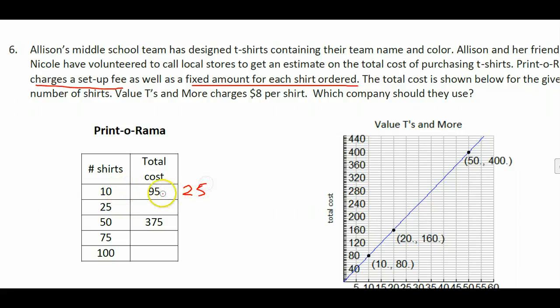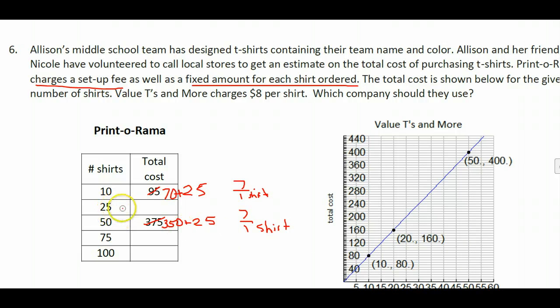If I take $25 off of this, that means they paid $70 for 10 shirts. So it would be 70 divided by 10. That's $7 per one shirt. And what if it's a $25 setup fee here? That means they paid $350 for 50 shirts. So if they paid $350 for 50 shirts, that means they paid $7 for one shirt. So that's how I found that.